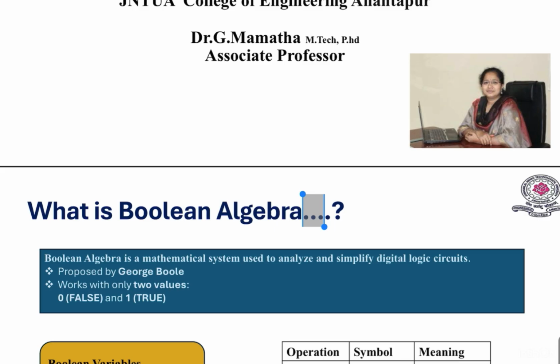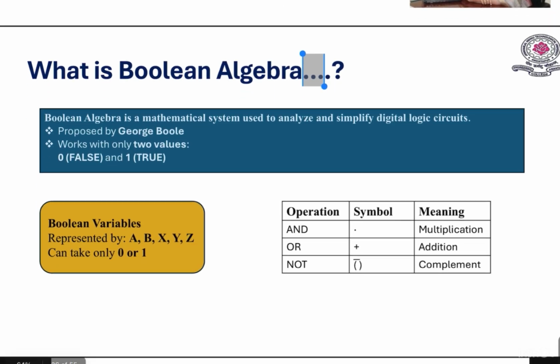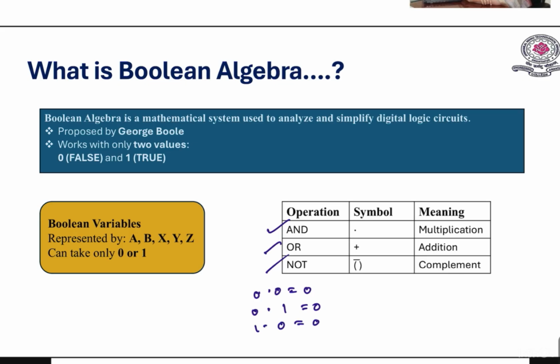So postulates of a Boolean algebra are a set of logical expressions that we accept without proof and upon which we can build a set of useful theorems. Those postulates are nothing but the AND, OR, and NOT. So the AND operation, we have already seen: 0.0 is 0, 0.1 is 0, 1.0 is 0, 1.1 is 1.